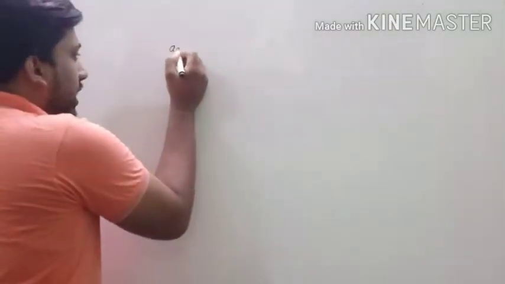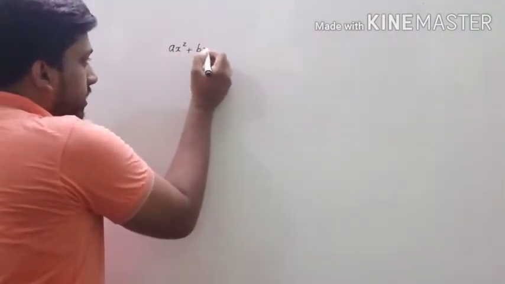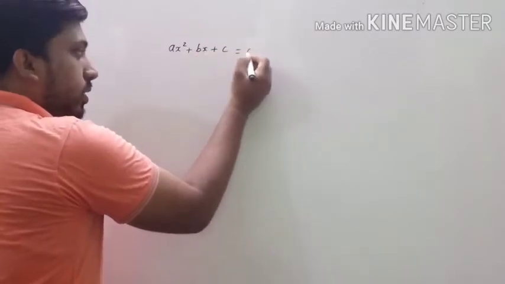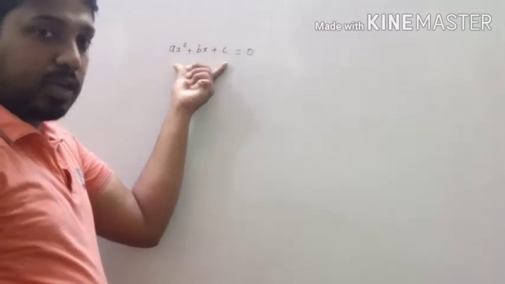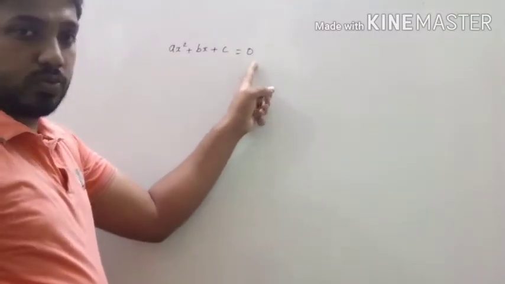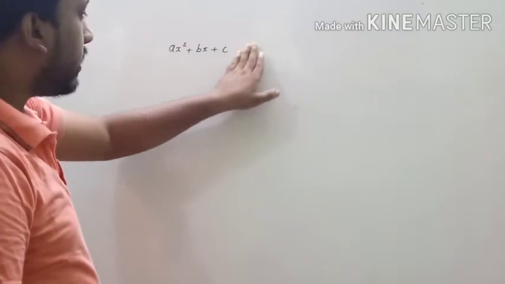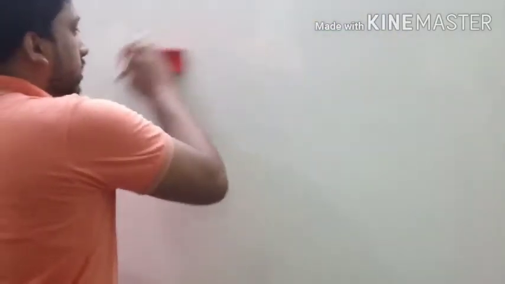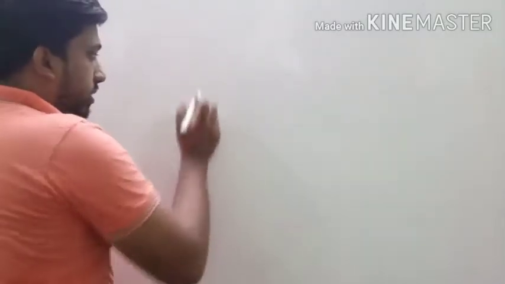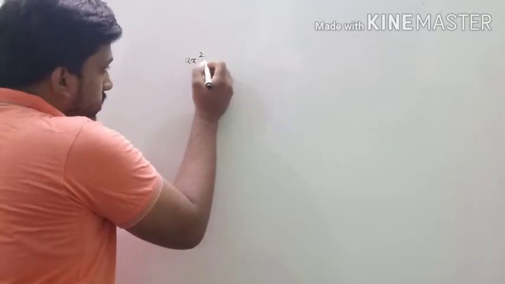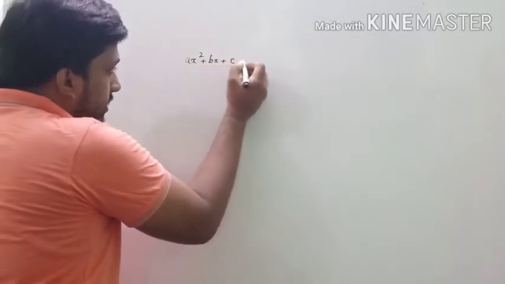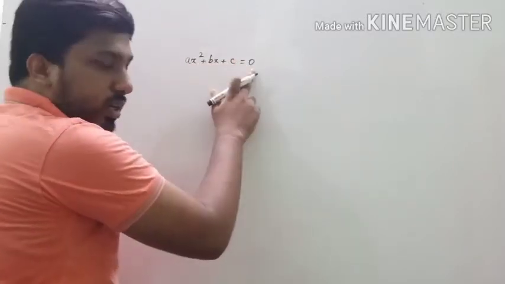So here, for example, ax square plus bx plus c is equal to 0. Here, this is a quadratic equation because I have equated to 0. If I take out this equal sign, this becomes an expression. Similarly, whatever the polynomial you take, as I took ax square plus bx plus c is equal to 0, this is a quadratic equation.